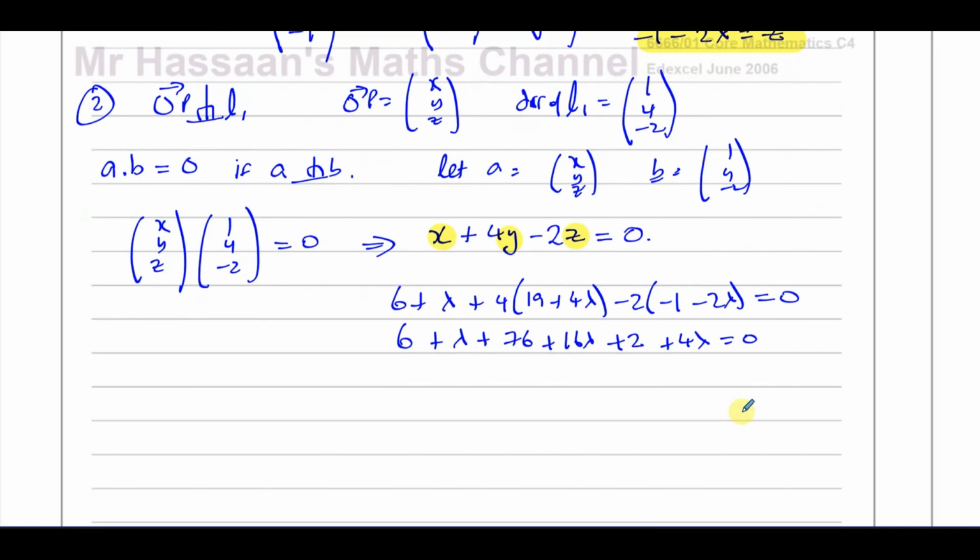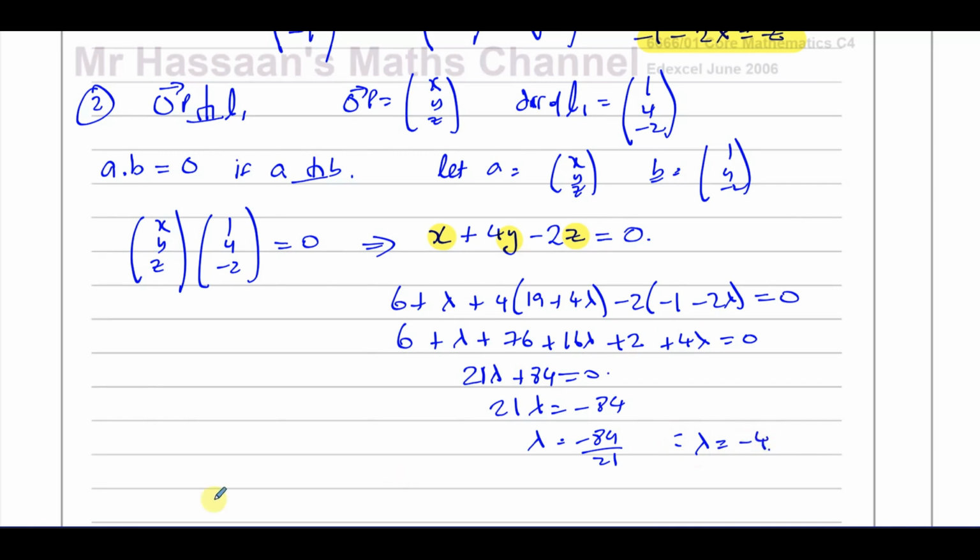So let's put the like terms together. You have lambda plus 16 lambda plus 4 lambda, that's 21 lambda, and you have 6 plus 76, which is 82, plus 2, 84. Plus 84 equals 0. So 21 lambda equals negative 84. So lambda therefore is negative 84 over 21, which is equal to negative 4.